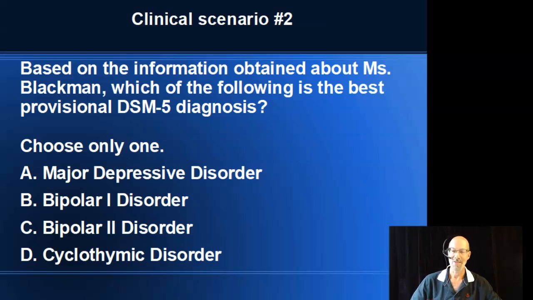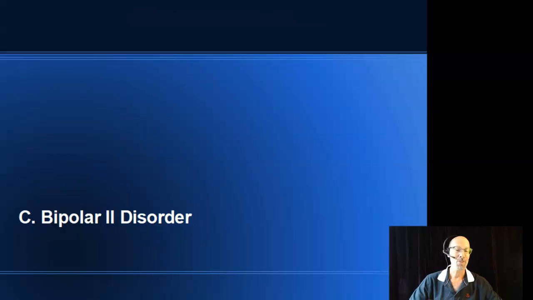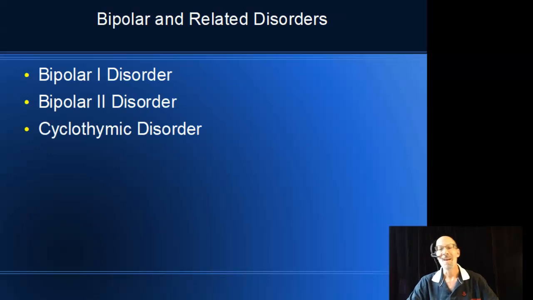And the correct answer is bipolar 2. Did you get it? Which brings up the next category, which is the bipolar and related disorders: bipolar 1, bipolar 2, and cyclothymic.